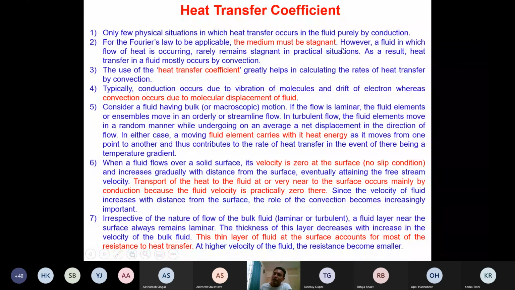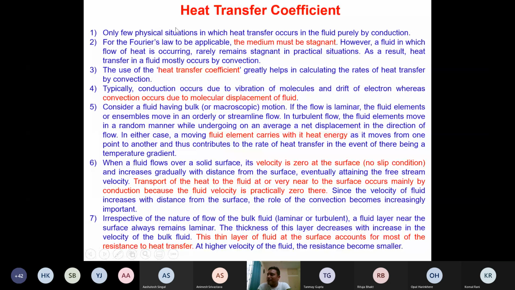But when we look at heat transfer where a fluid is associated, you will see that the medium rarely remains stagnant. In such cases the heat transfer takes place mostly by convection. Again, the use of the heat transfer coefficient greatly helps in calculating the rate of heat transfer by convection. We will come to this point later, why the concept of heat transfer coefficient is important in process applications.